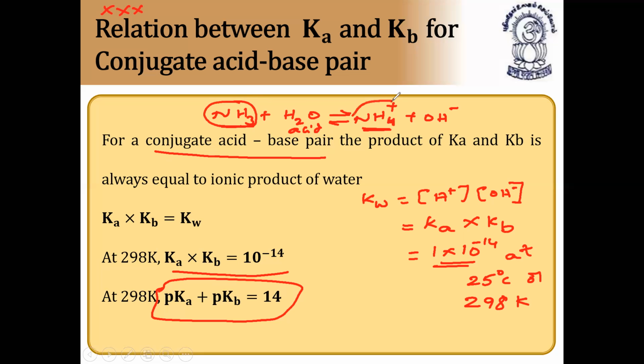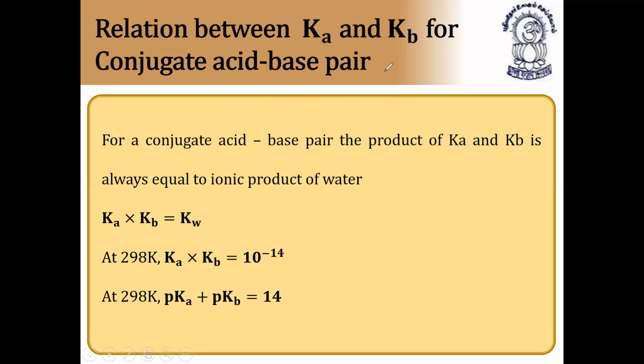So ammonium ions and ammonia are a conjugate acid base pair, and the product of Ka and Kb is equal to the ionic product of water. It is equal to 10 to the power of minus 14. So please copy down this. Very, very important. Next, continuation.